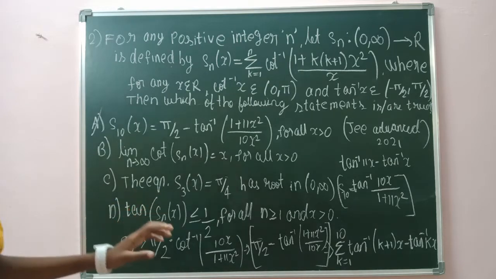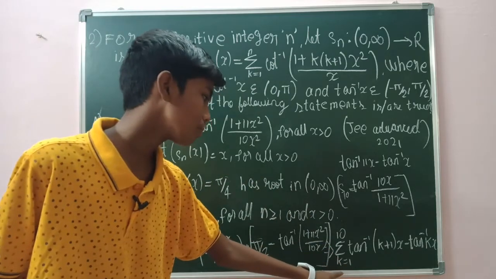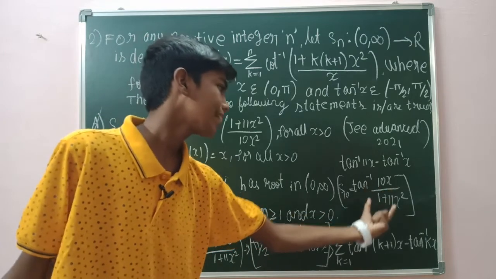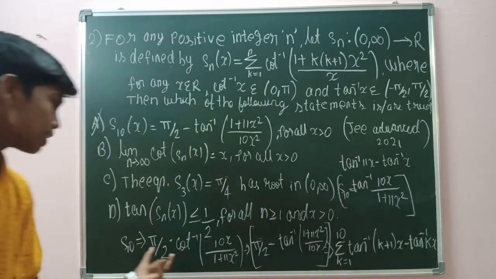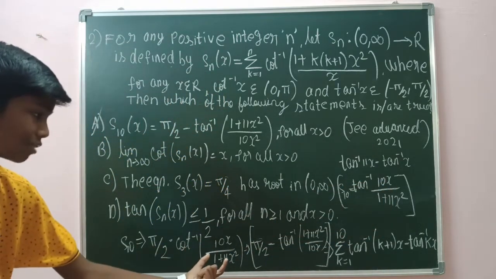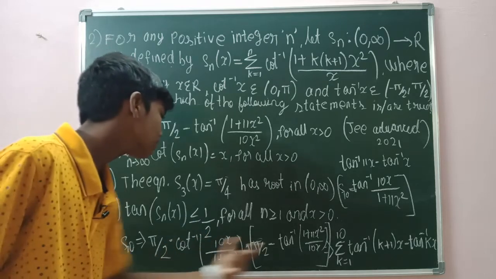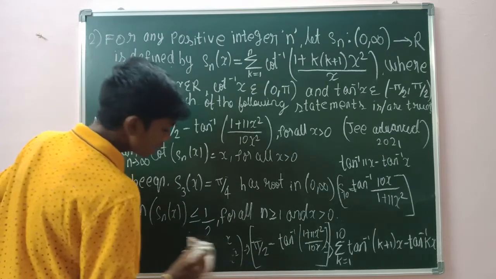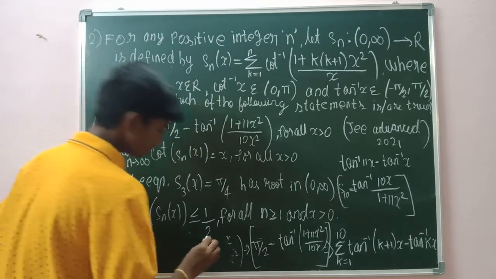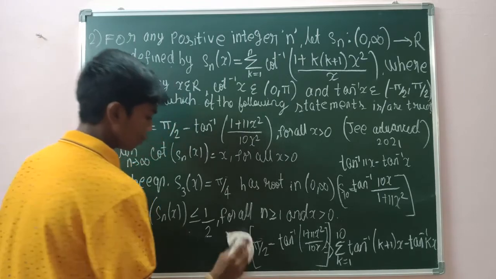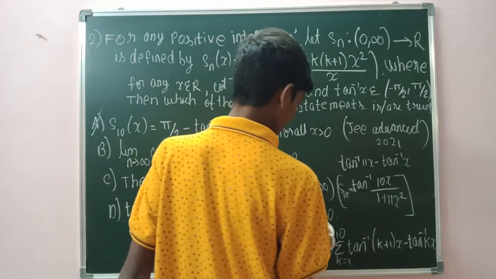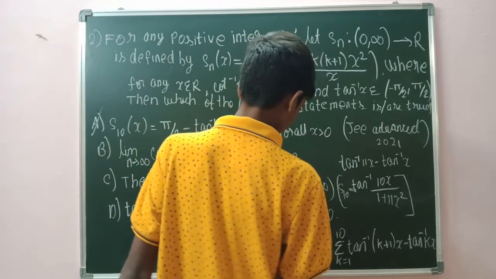Guys, I will repeat once again. I just solved the summation from k equals 1 to 10. Then what you get is S10 of x is tan inverse of 10x by 1 plus 11x square. I can write this as pi by 2 minus cot inverse of 10x by 1 plus 11x square. Therefore, when I convert that cot inverse to tan inverse, I get your option A. So I found that option A is correct. Now I will rub all those things because we found that your option A is correct. Okay, wow.